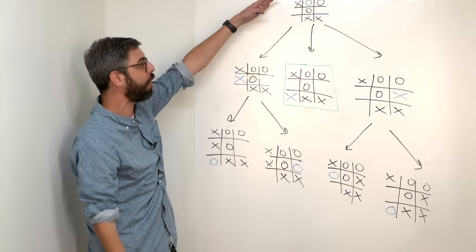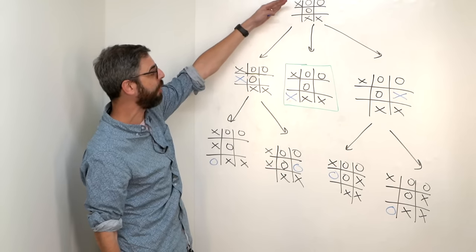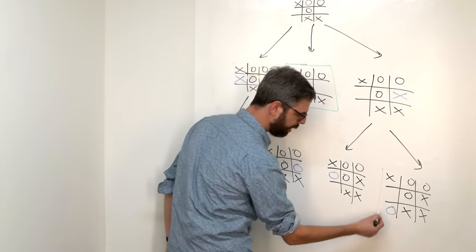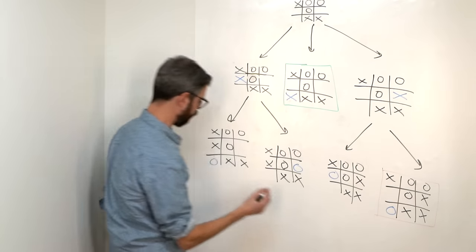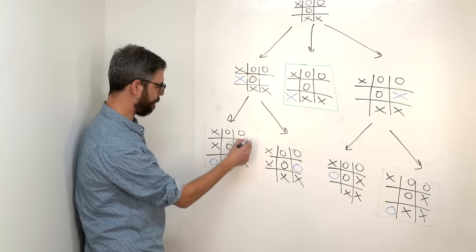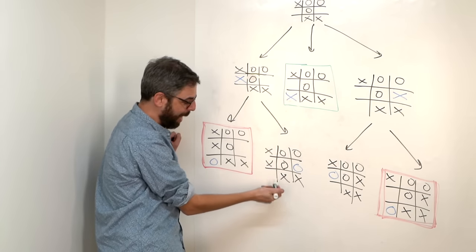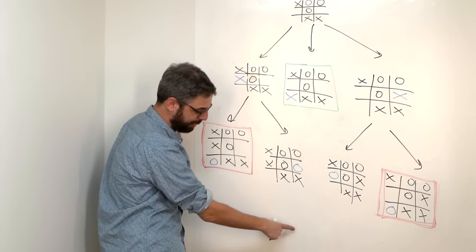Remember, we're trying to solve for the optimal move for X. X is making the first turn. So this means I can mark these where O wins as red, as those are bad outcomes. While these are not terminal states, there's only one move possible for X. So I could draw an arrow and put that down here.